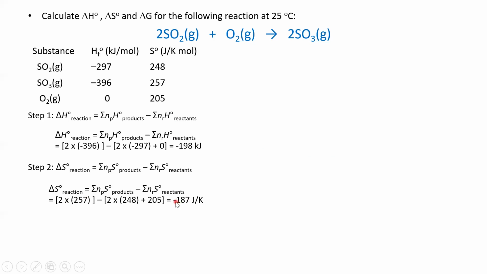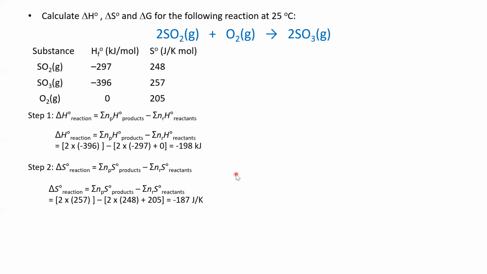Now let's look at that. A negative sign means our entropy is going down as the reaction proceeds. Well, we're starting with 3 moles of gas. We're ending up with 2 moles of gas. So that negative sign makes sense. The entropy is going down as the reaction proceeds.